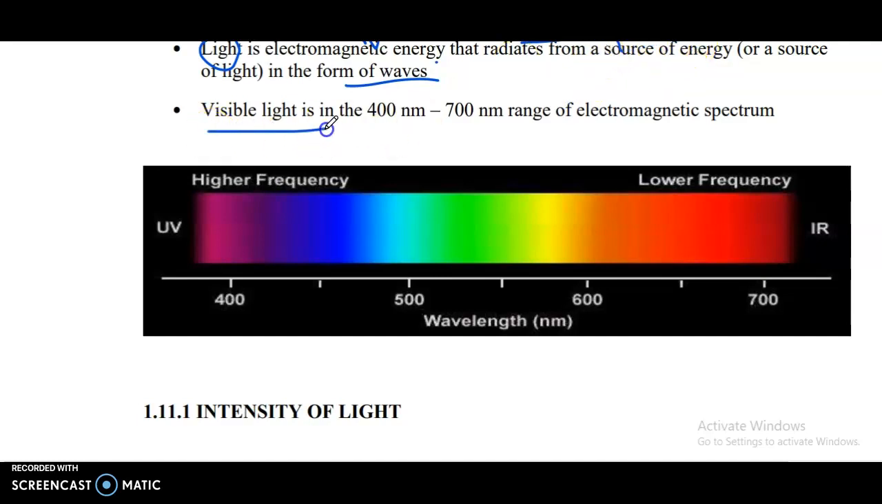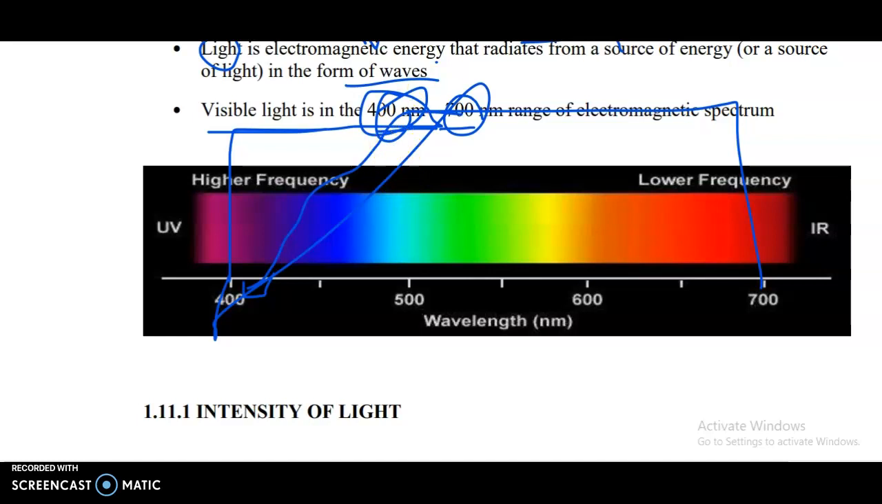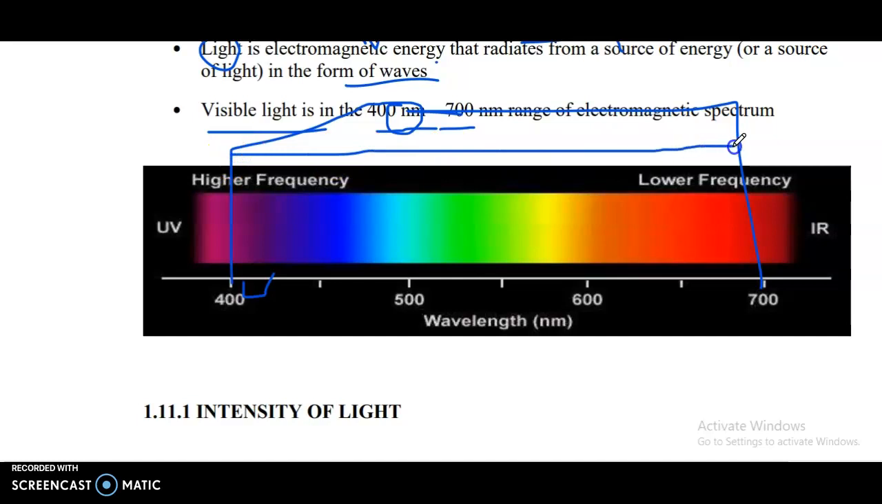Visible light is in the 400 nanometer to 700 nanometer range. 400, 500, 600, 700: up to here only visible.